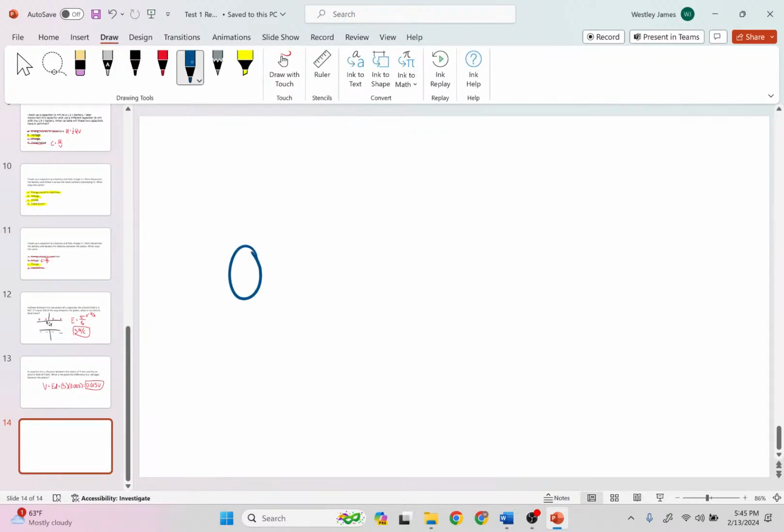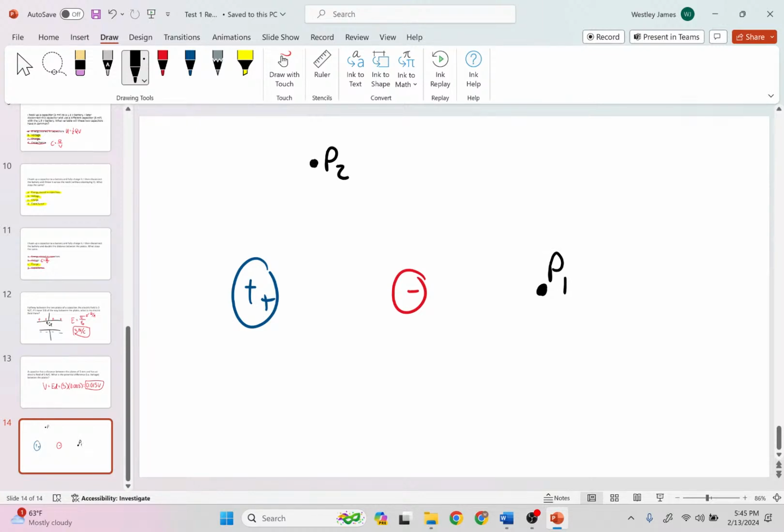So let's put a charge here. Let's put a charge here. And let's find the potential. We're going to do two different locations. We're going to do here, we'll call that P1, and we're going to do here. We'll do one at a time. We're not going to do both at the same time. So let's call this distance R. Let's call this distance R. Let's make this one positive 5Q. Let's make this one negative 3Q.